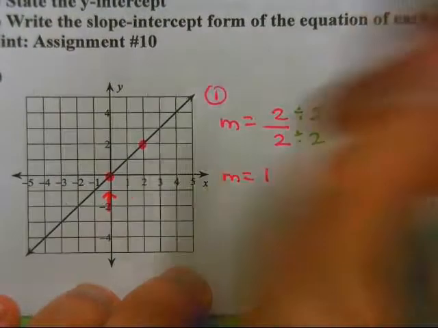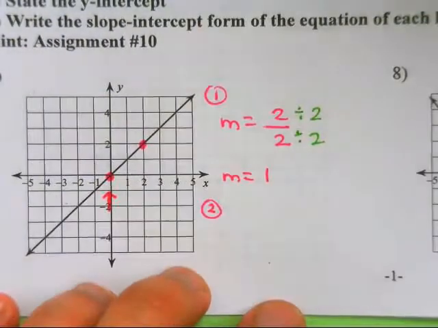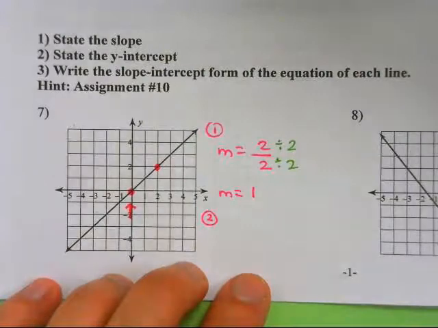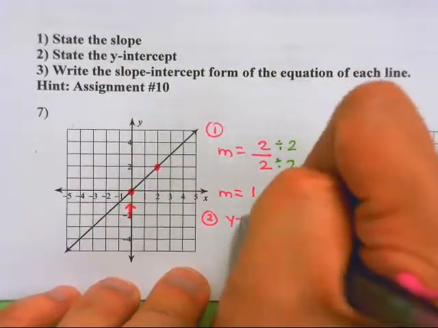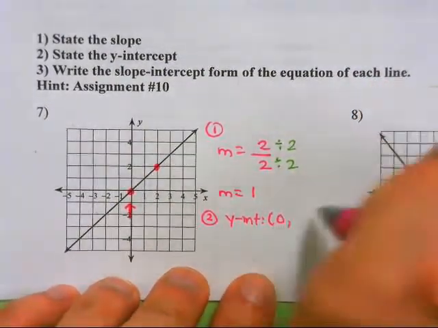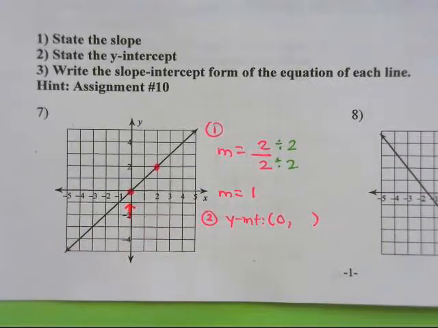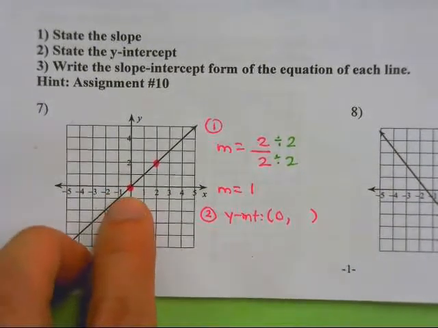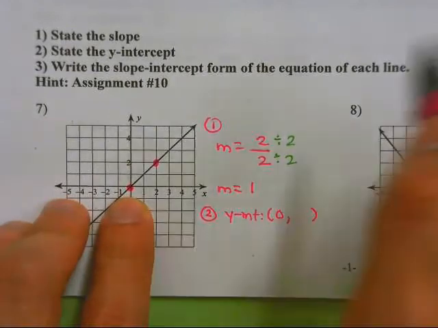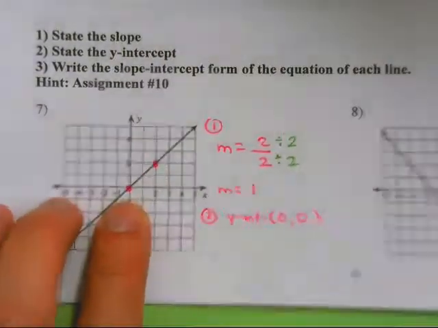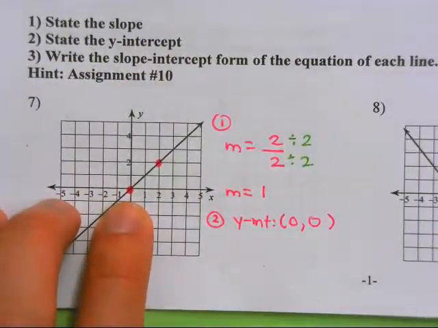That's totally fine. Okay, second part of number 7 is, if you take a look back in the instruction, we got to also state the y-intercept. So there's 3 parts to this. Y-intercept is 0 comma something. Well, here it is. So it's 0 comma what? 0. 0 comma 0.